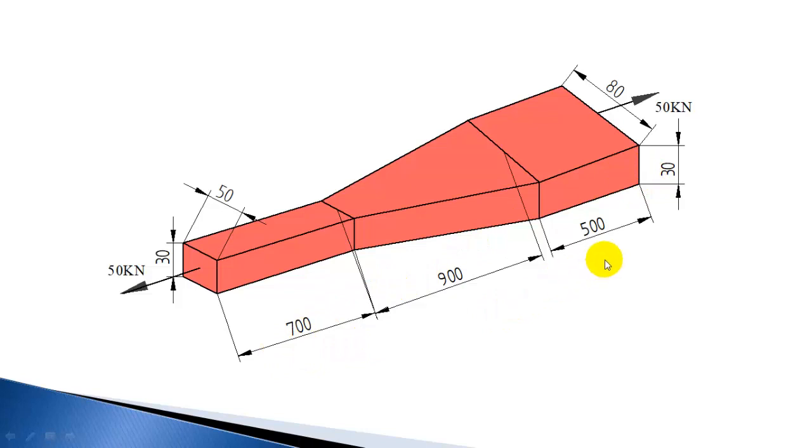The length of each portion is given. So the first and last sections have uniform area of cross section. The middle section is a uniformly tapered bar of rectangular cross section. In the middle section, the area of cross section is uniformly changing.